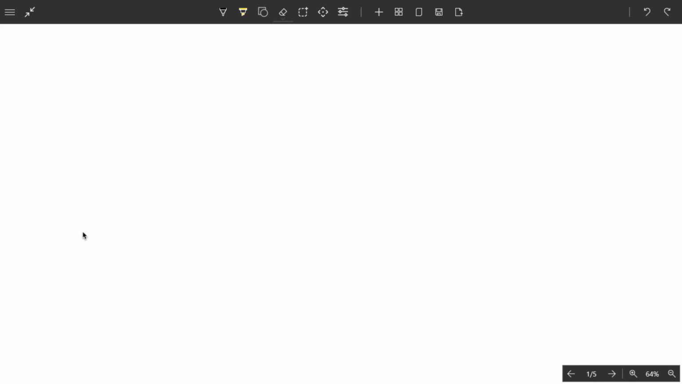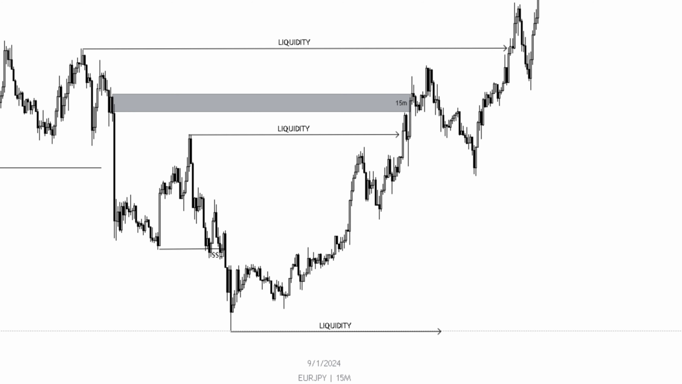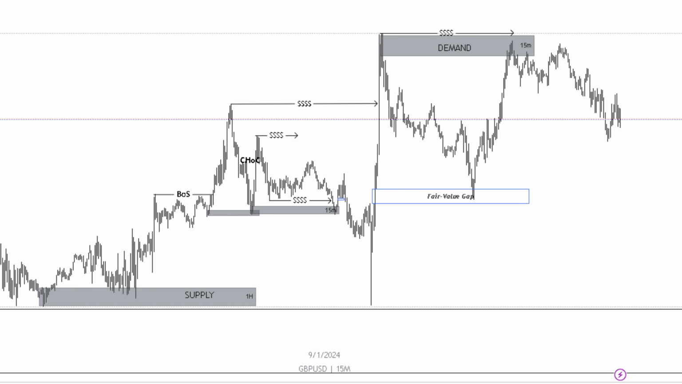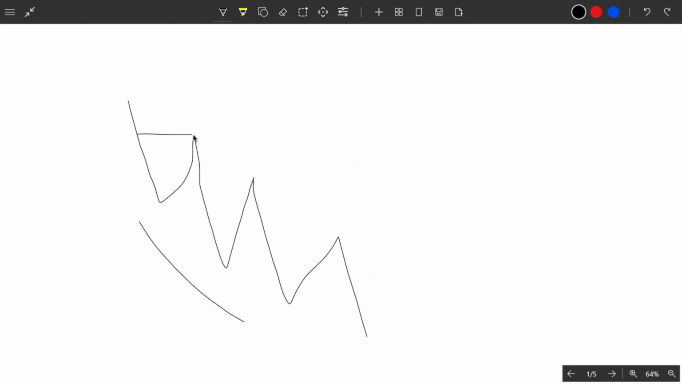With that being said, within the market we have order flow, we have liquidity, and we have supply and demand zones. Whether we take trades at fair value gaps or at lower time frame supply or demand zones, what matters is that we are taking trades that are in line with the market, right?